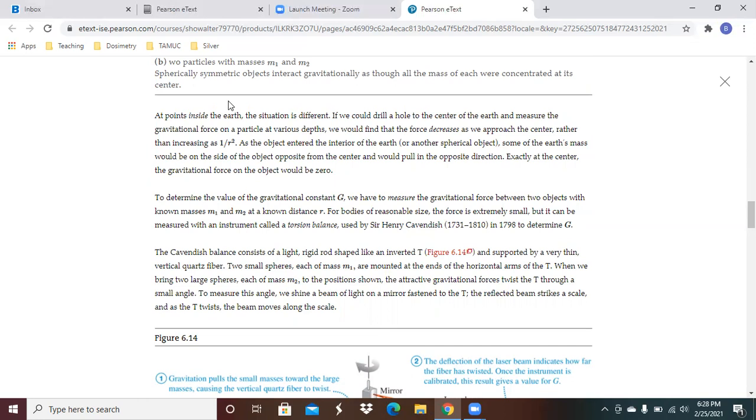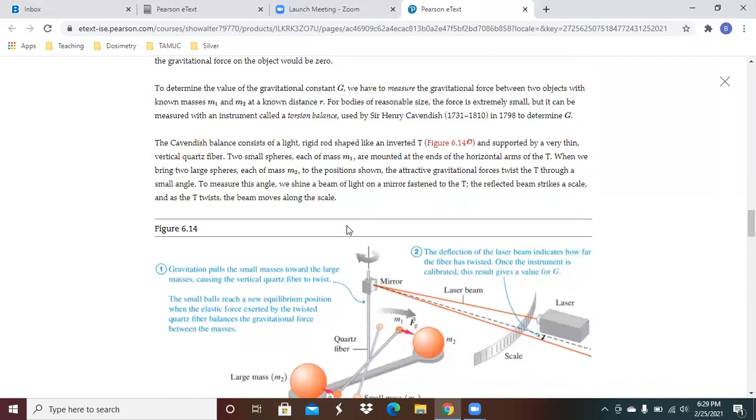So at points inside the Earth, the situation is going to be a little different. If we drill a hole through the center of the Earth and measure the gravitational force on a particle at various depths, we would find that the force decreases as we approach the center, rather than increasing at this particular rate. As you enter the interior of the Earth, some of the Earth's mass would be on the side of the object opposite from the center, pulling in the opposite direction. And exactly at the center, the gravitational force on the object would be 0.